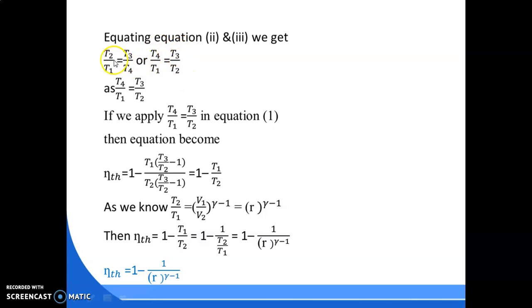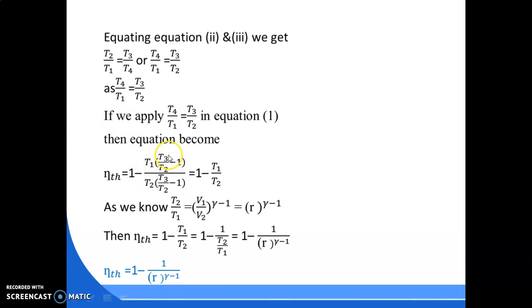We only arrange. Here T4 is there, T4 will become this side. So T4 by T1, T2 will become this side. So T4 by T1 and T3 by T2. So as T4 by T1 is equal to T3 by T2, if I apply in equation number 1, what is your equation number 1? Equation 1 is your thermal efficiency in terms of temperature: 1 minus T1 into T3 by T2 minus 1 divided by T2 into T3 by T2 minus 1.